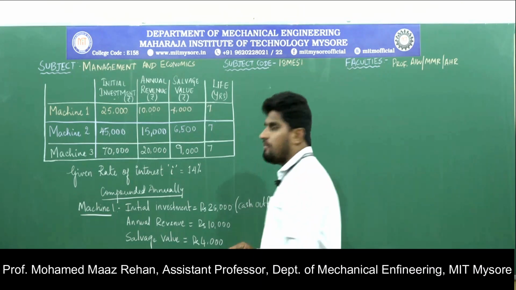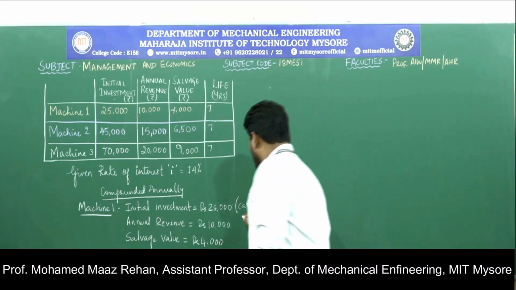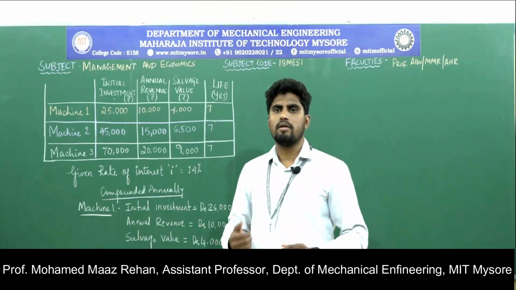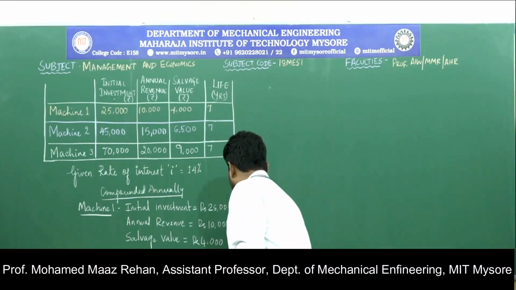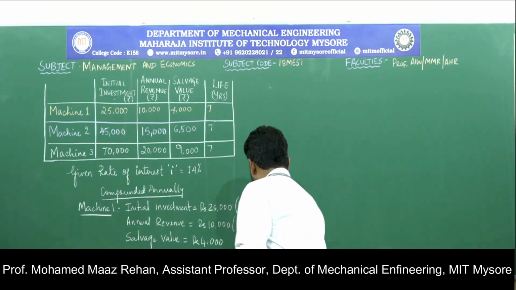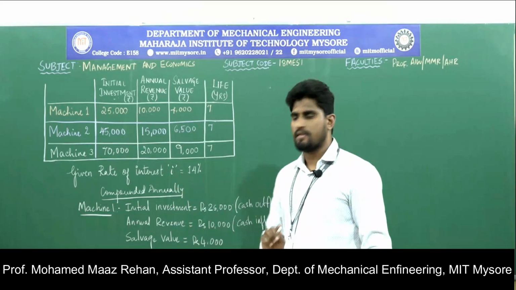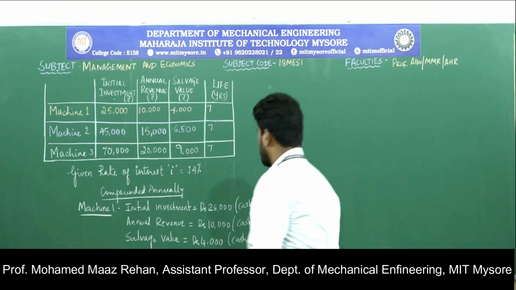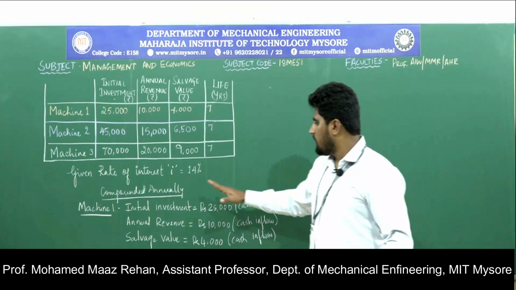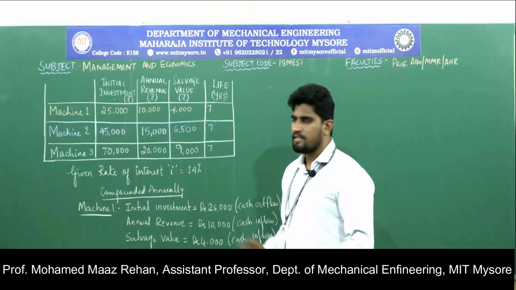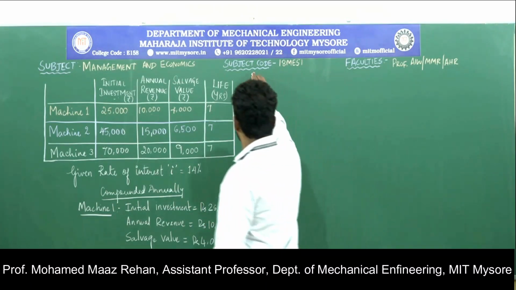So whichever amount you are spending, that is cash outflow. Annual revenue is nothing but the amount you will be getting, that is cash inflow. What is the salvage value? Salvage value is nothing but resale value, and even that is cash inflow. So what we have done is identify the cash inflows and cash outflows. That is step number 1. Next, what do we have to proceed with?